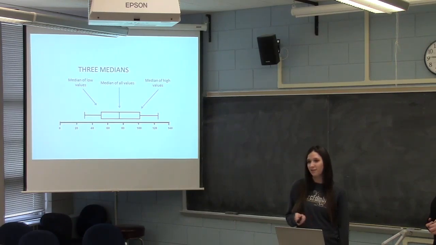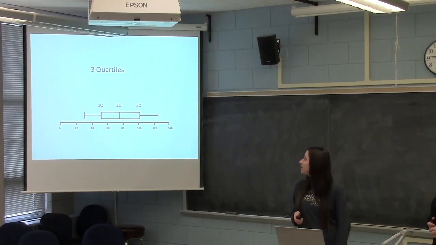Like I said, there are 3 medians shown in a box and whisker plot, and these 3 medians can be called quartiles. Our low median is quartile 1, our overall median is quartile 2, and our high median is quartile 3.